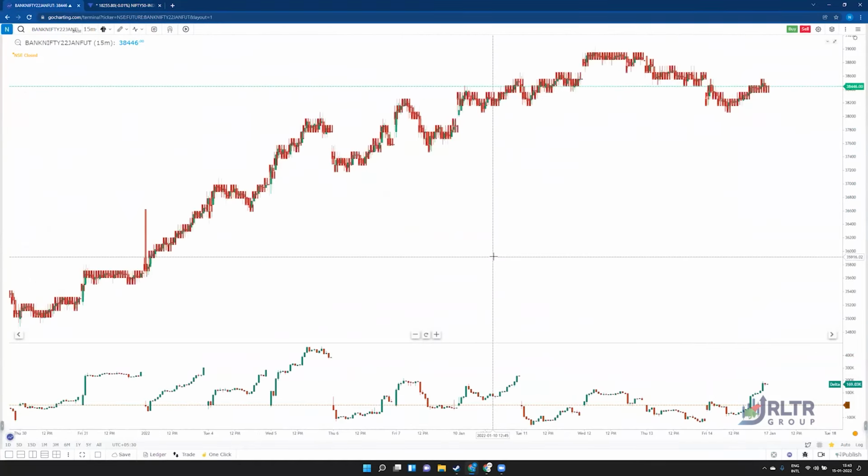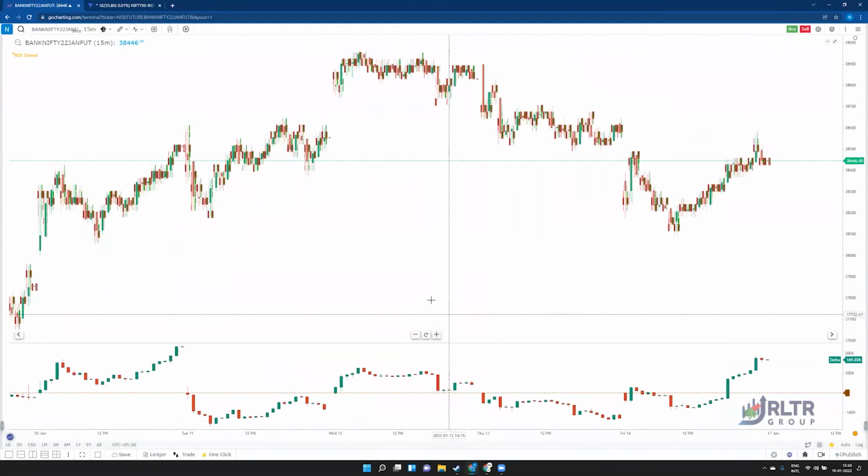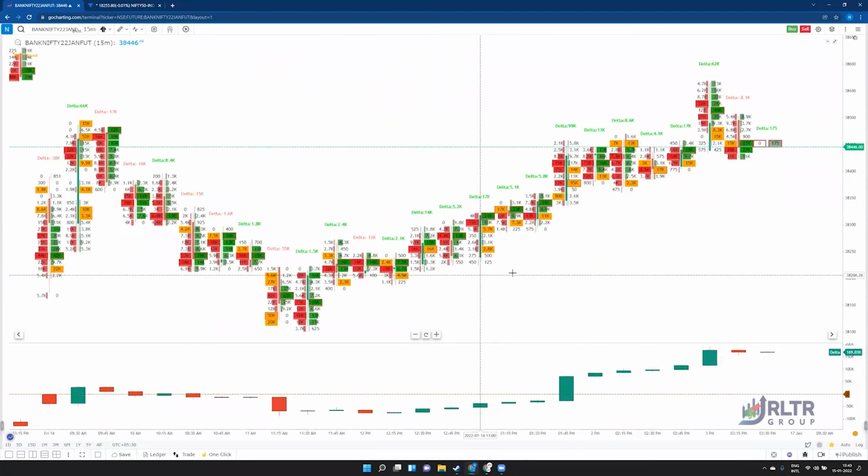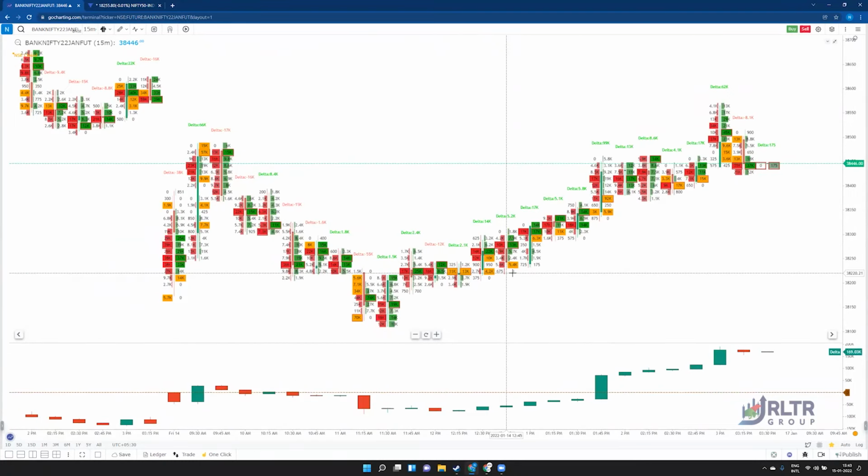So in the order flow, I'm using the Go Charting system. This is available for you for a couple of $1,000 per month. This charting facility is one of the best that I've ever found in terms of order flow. So today's strategy is based on the order flow and how we are going to do it.